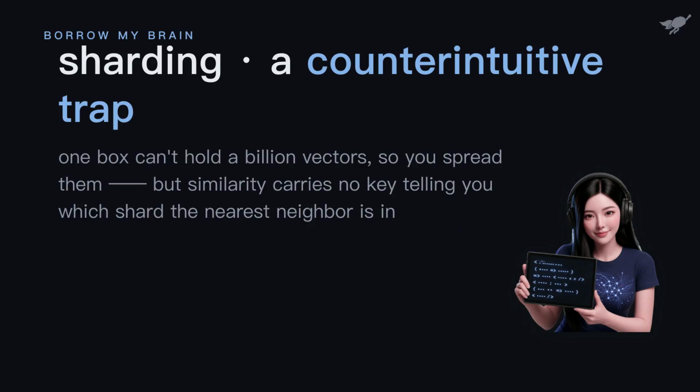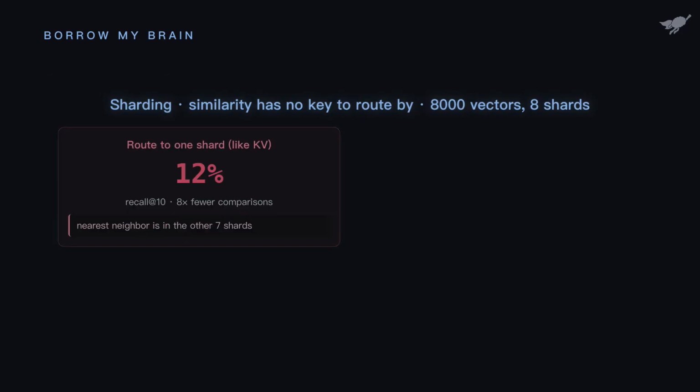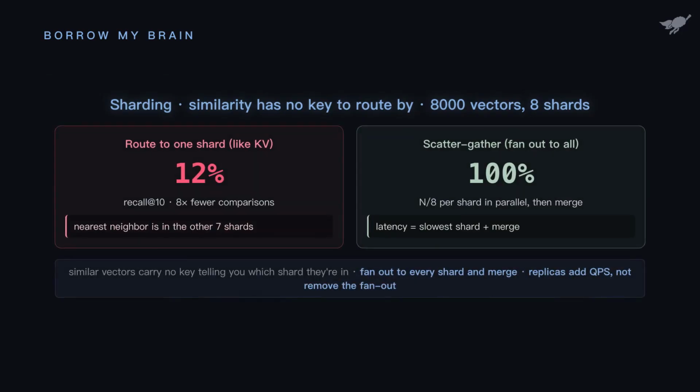The query fans out to every shard. Each shard reports its own 10 nearest, and then you merge. I spread 8,000 vectors across 8 shards. If you copy the key value store and query just one shard, you save 8-fold, but recall is only 12%. Because the nearest neighbors are mostly in the other 7 shards, and you never even looked. Do it honestly, scatter-gather. Each of the 8 shards computes about 1,000, running in parallel, and after the merge recall is a perfect score.